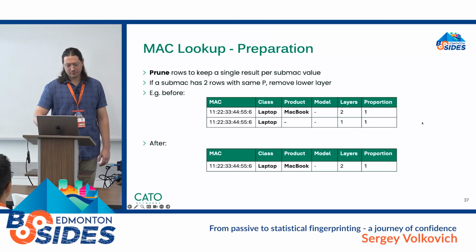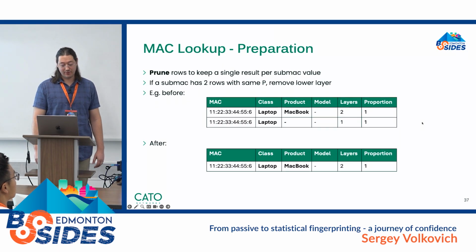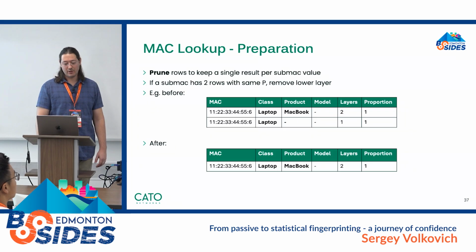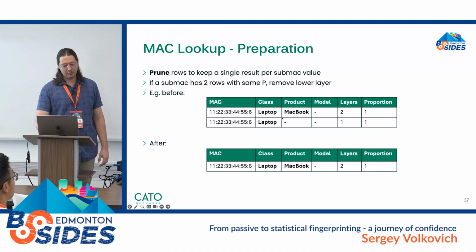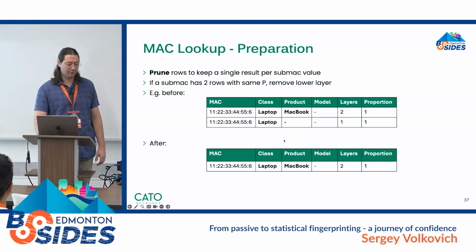We then prune yet again. This time we wish to keep only a single result for each sub-MAC value. So if there are 2 rows with the same proportion, we just remove the lower layers, which is just less granular. In this example, you see laptop MacBook and laptop. So we will remove the second row of only laptop.